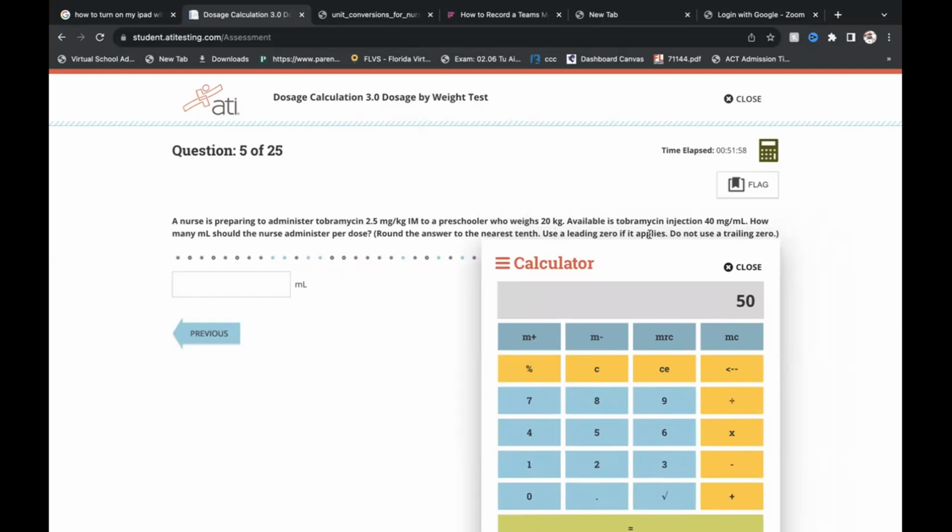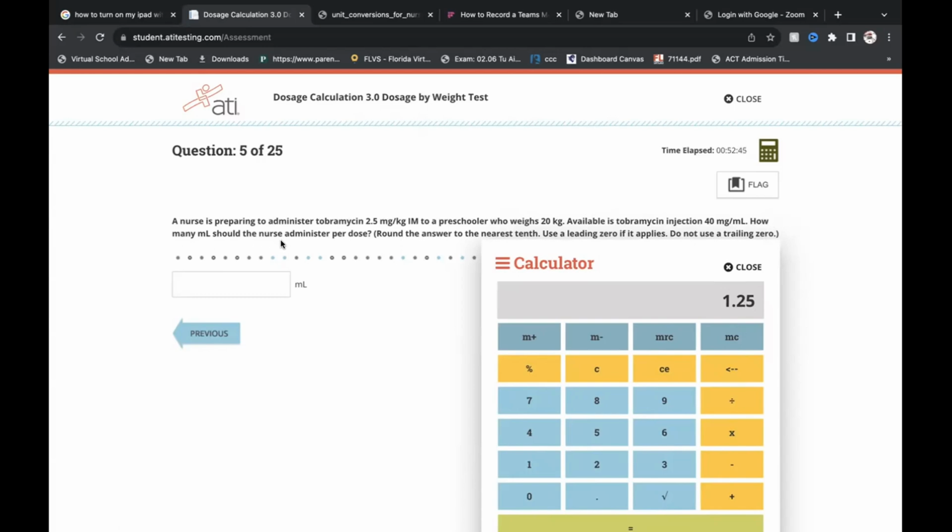All right. So now it says available is tobramycin injection 40 milligrams per milliliter. So we want to know how many milliliters we are going to be giving to the child. So we are going to divide 50 by 40 because we need to know how many 40 milligrams are in this 50. So we divide by 40, and we have 1.25 per milliliter, which means that since there is no milliliter number here, it would be 40 milligrams per 1 milliliter. So it would be as if it's 1, which is still going to give you 1.25.